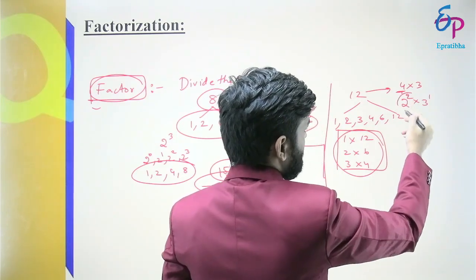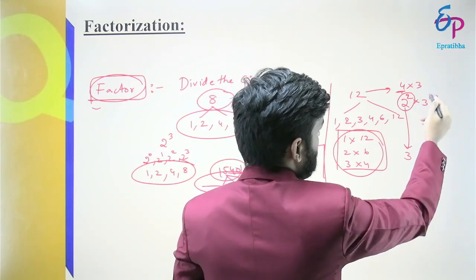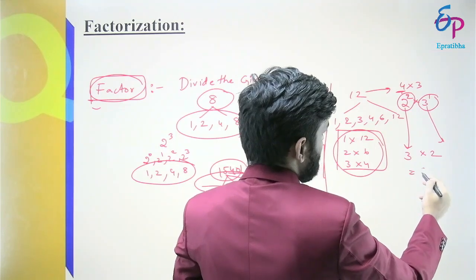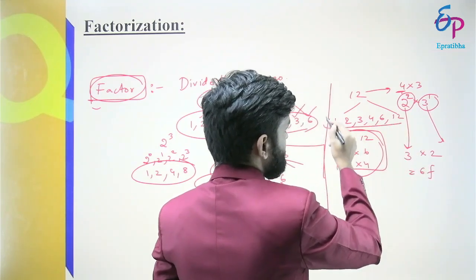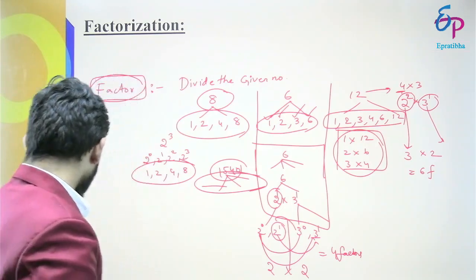Now what are the factors? How many factors are there in 2 square? There are 3. How many are there in 3 power 1? It is 2. What is 3 2s? It is 6. This is how these factors are created. Clear?